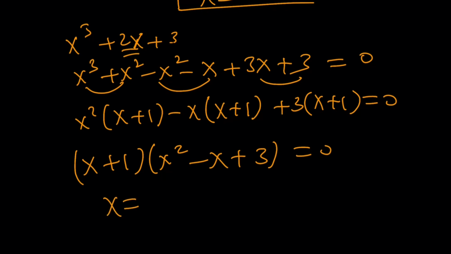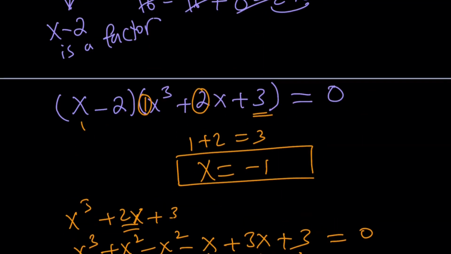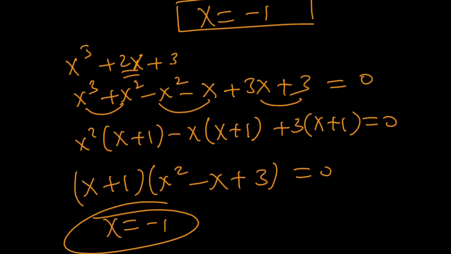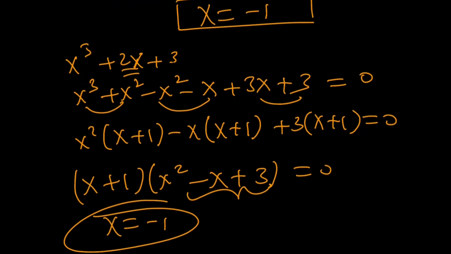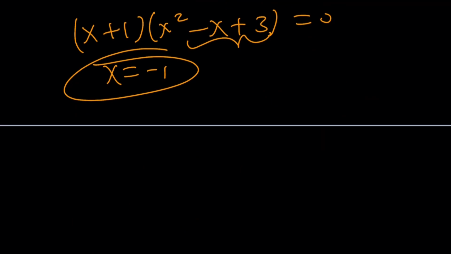From here, obviously, you get x equals -1, and we already had x equals 2 from here. Now we're getting 2 more solutions, but they are not real. So here's a summary of all the solutions.